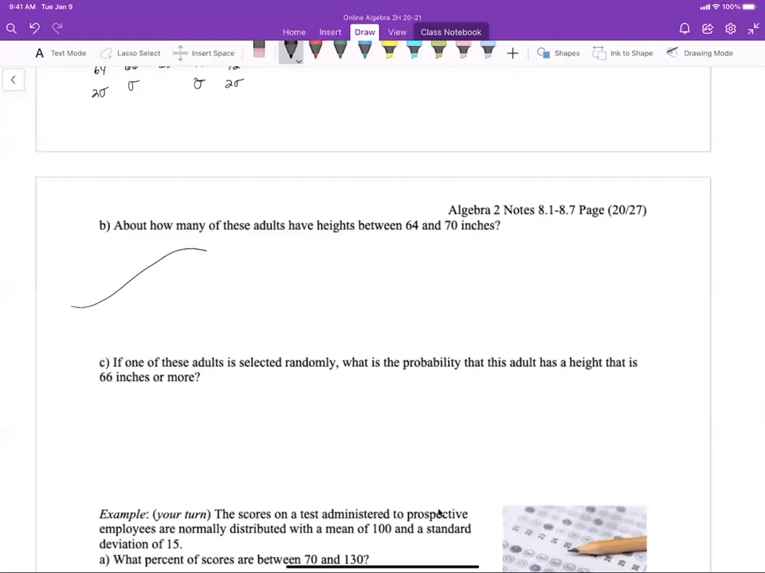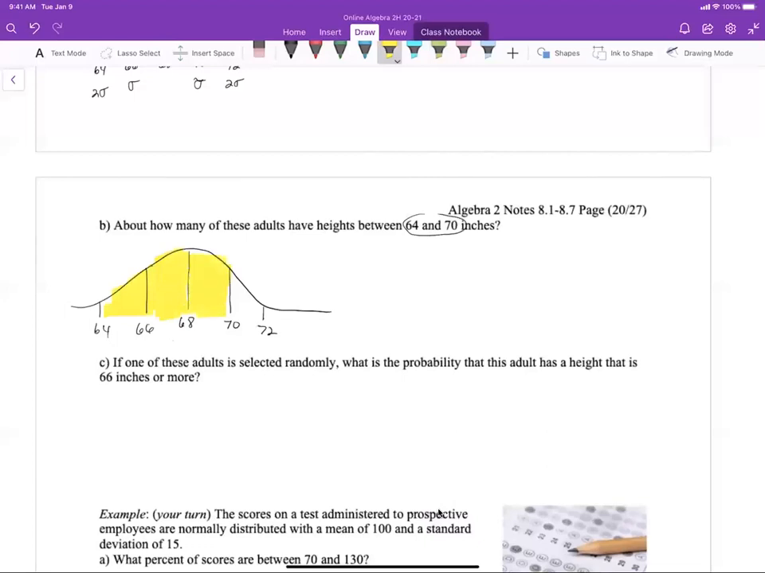Okay. All right. How many of these adults have heights between 64 and 70 inches? So let's, for clarity's sake, continue to draw our normal distribution. We have my mean of 68. The standard deviation was 2 inches. So we can write some of our numbers in here, 66, and then we'll take another and go 64. And they want to know between 64 and 70. So now they want to know what percentage of people are between 64 all the way up to 70.